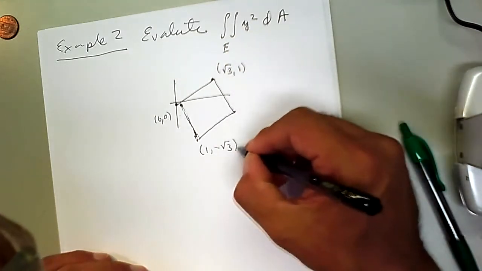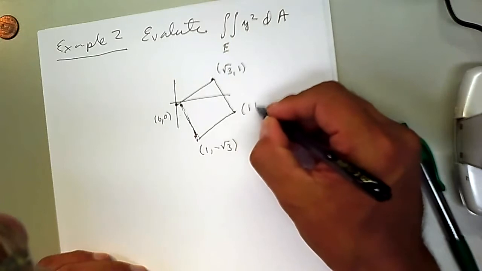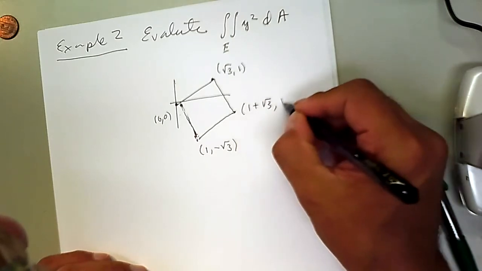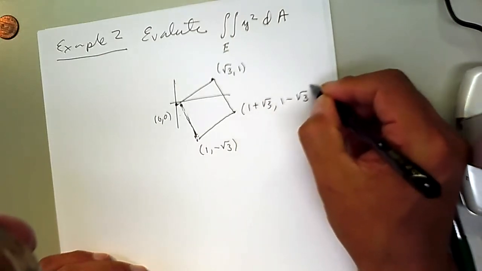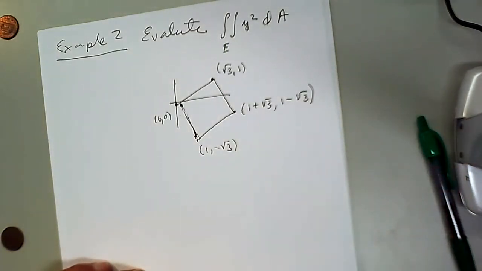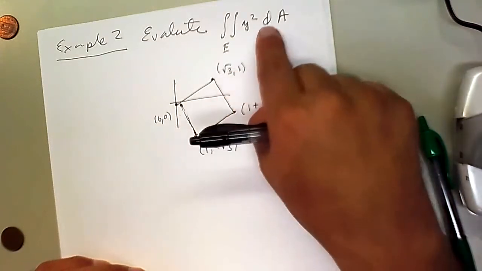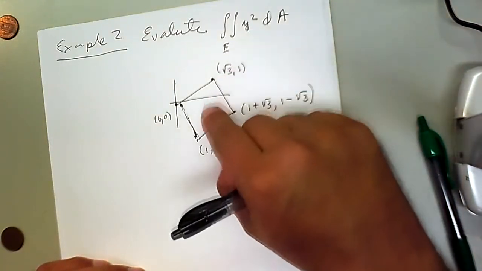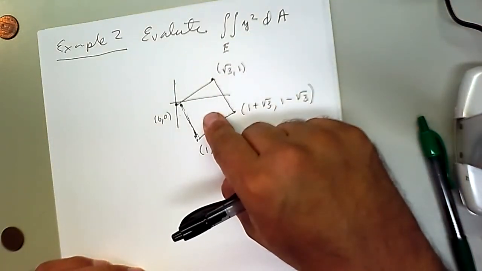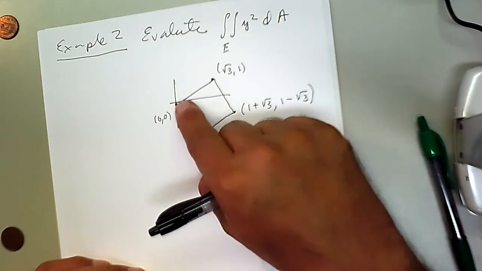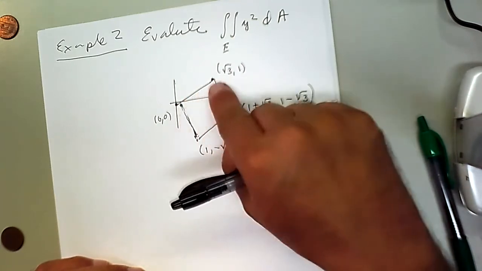So 1 plus the square root of 3, comma 1 minus the square root of 3. Whoa. All right, so we want to integrate y squared over this square. This turns out to be a square.